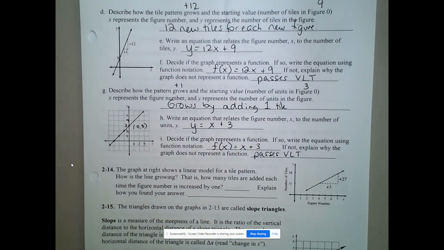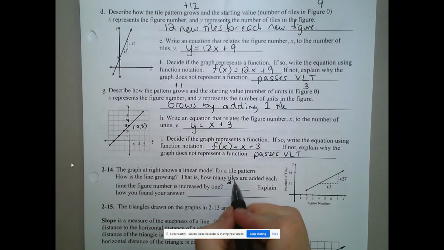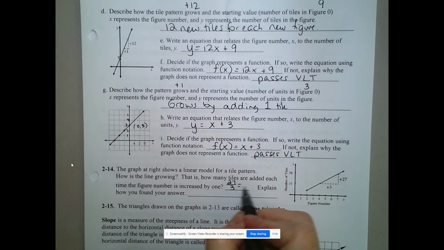All right, 214, the graph at the right. So this is another idea, another way to show your same sort of growth pattern. And it says the line at the right shows a linear model for a tile pattern. How is the line growing? That is, how many tiles are added each time a figure number is increased by 1? Now this increase is by 3. So if I go up 3 figures, I go up 27 tiles. So I would need to do 27 divided by 3 to get that each figure goes up by 9.